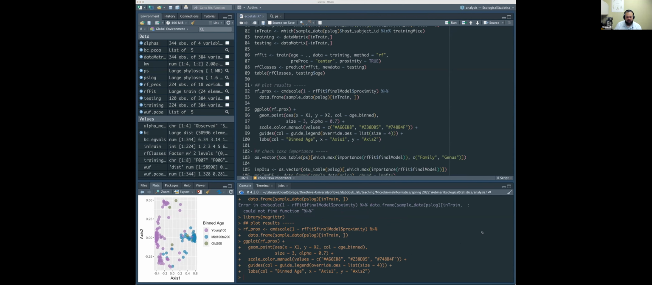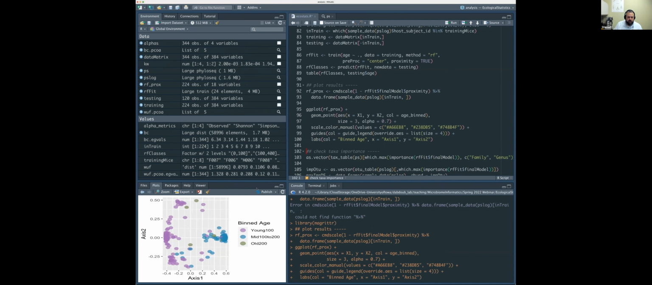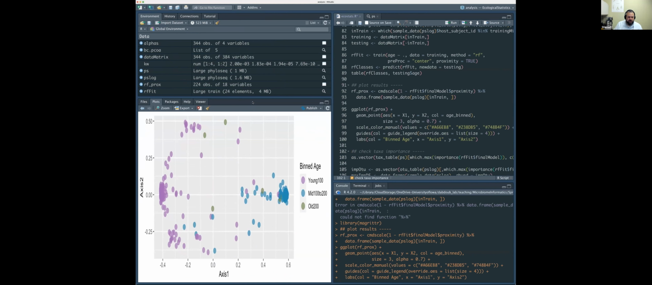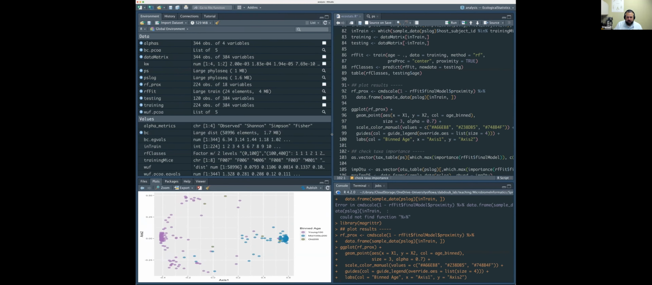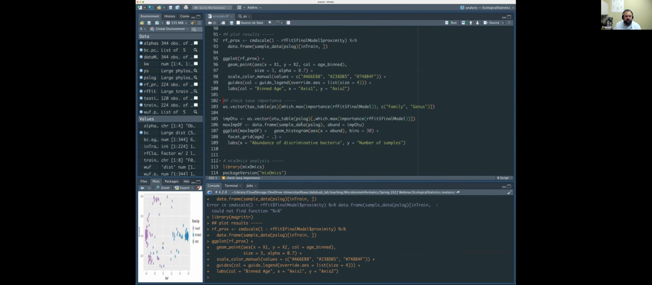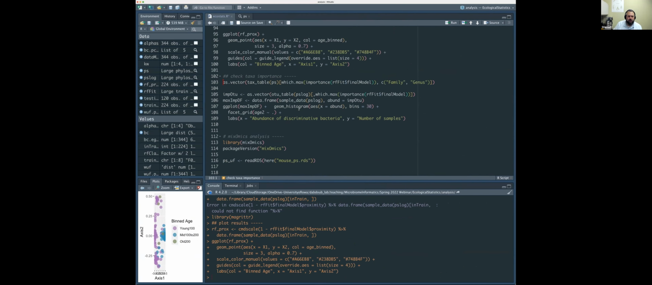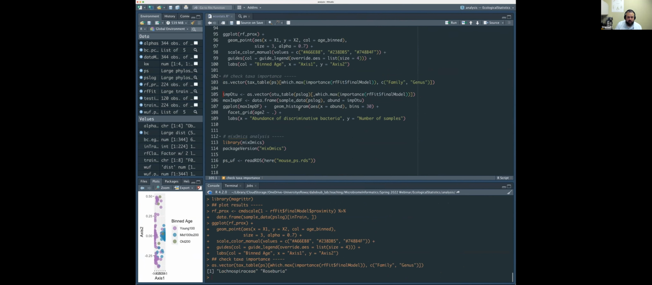Yeah, I guess this was, it's not going to work. Yeah, okay. And I just did it again. Anyway, okay. So this is just the output of that plot. Kind of rushing here. Okay, so we can also look at taxa importance.